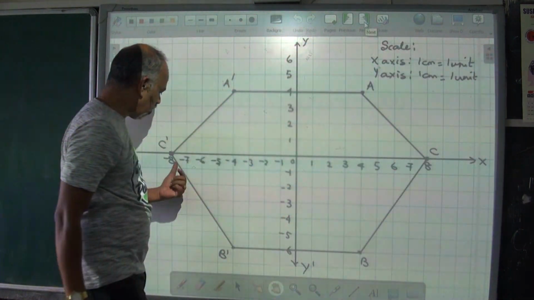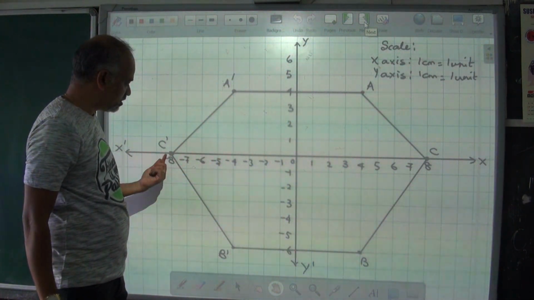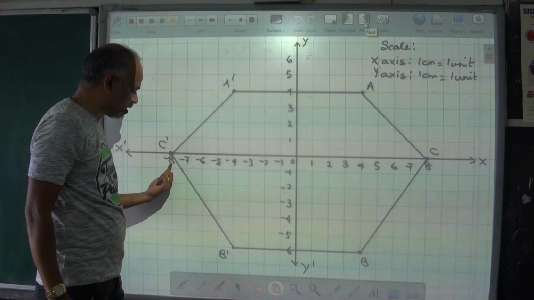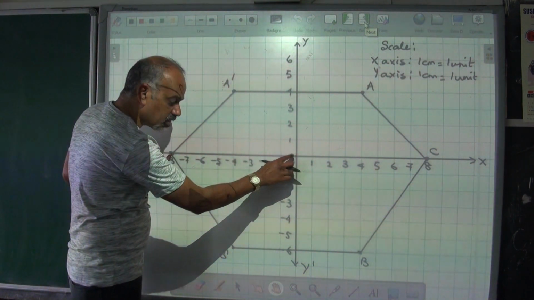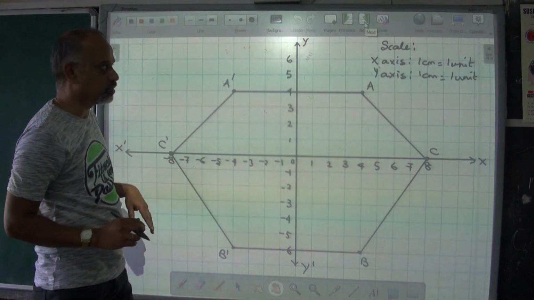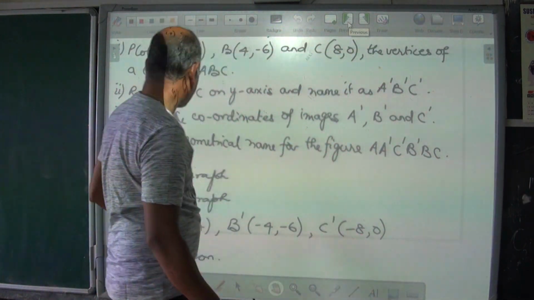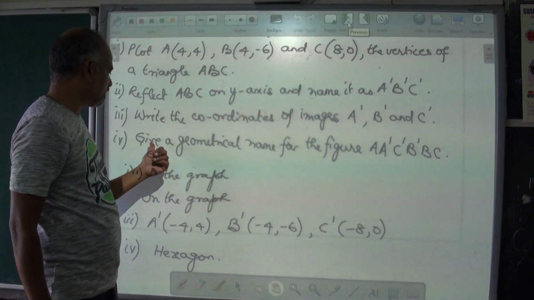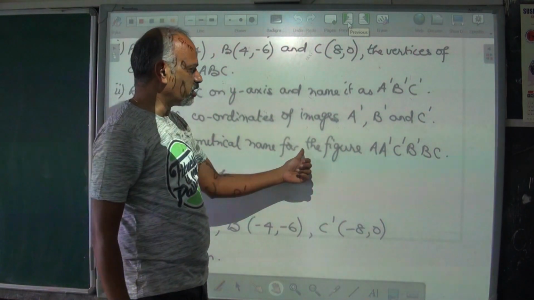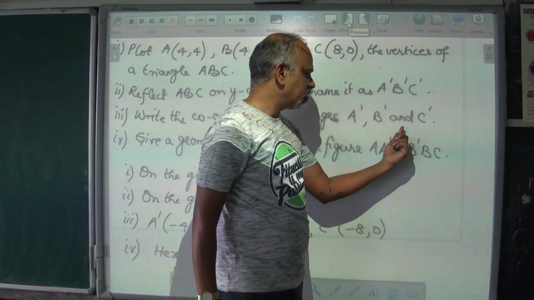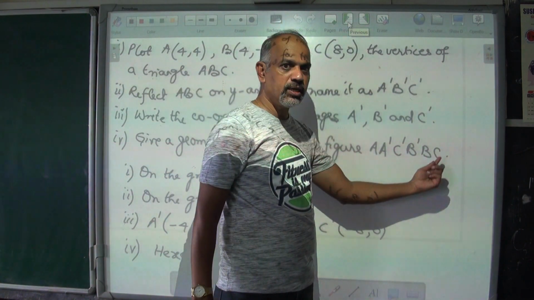And C dash's coordinates, this is C dash. C dash's coordinates, x value is minus 8. Y value for this is 0. So minus 8, 0. So C dash's coordinates are minus 8, 0. The fourth question is, give a geometrical name for the figure A dash, C dash, B dash, B, C.